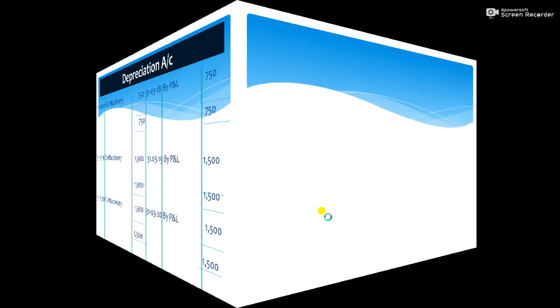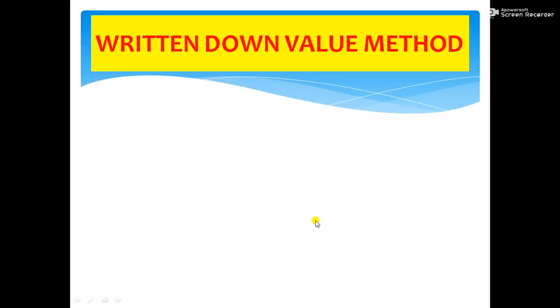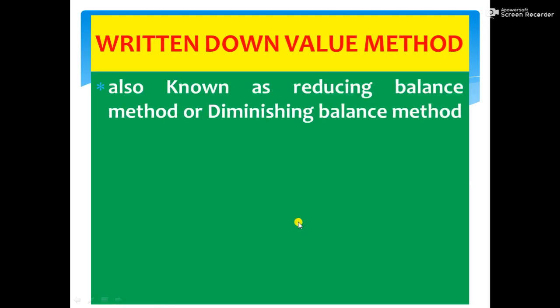We will see the next method, that is written down value method. This method is also known as reducing balance method or diminishing balance method. This is the most commonly used method in the industrial undertaking. Income Tax Act allows only this method, except for the undertakings which are engaged in generation and distribution of power. For them, income tax allows straight line method. Otherwise, every enterprise has to follow written down value method for income tax purpose.